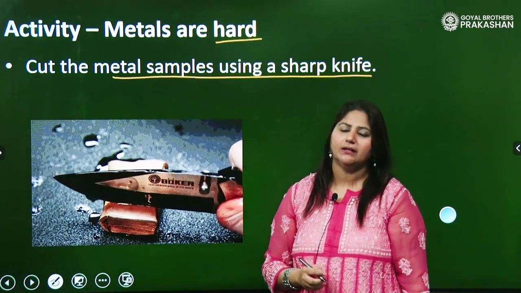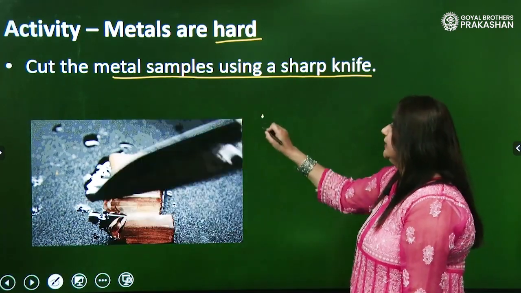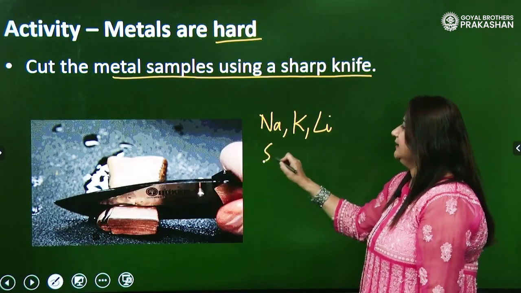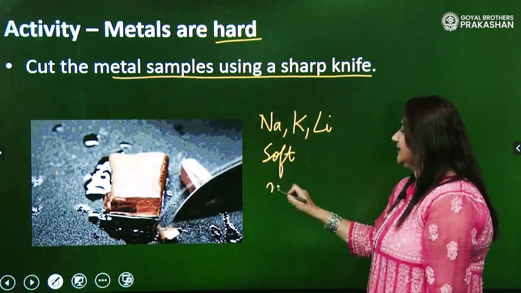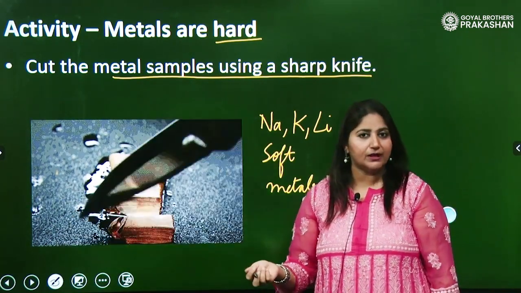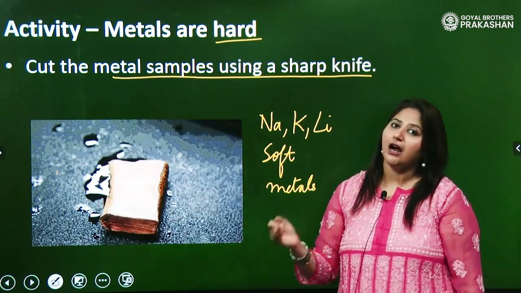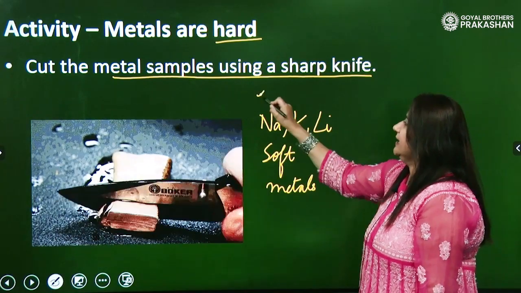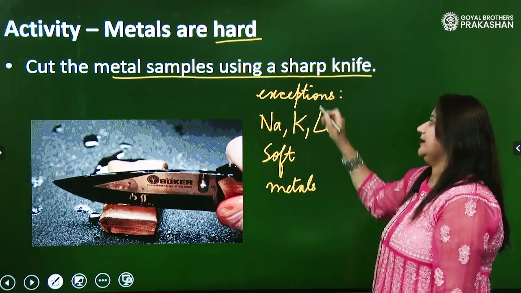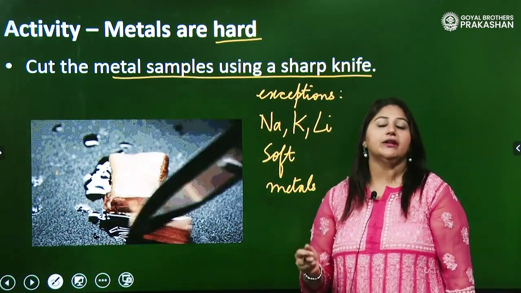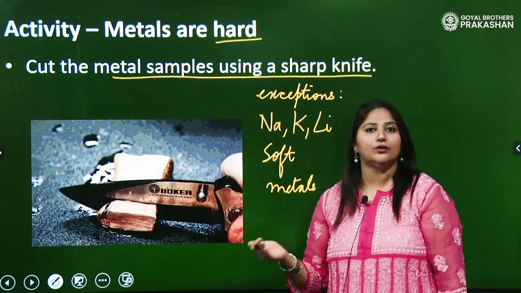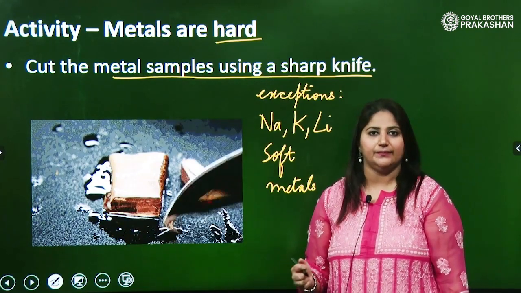Why is it possible? Not only sodium, children, sodium, potassium, lithium, they are considered as soft metals. Why? Because they can be cut easily with a sharp knife. So, other metals are actually hard metals, but these are exceptions. So, I am writing here, these are exceptions to hard metals. They are soft metals. So, if there is a question, children, that name any soft metal, the answer would be either you write sodium, potassium, or you can write lithium, right?